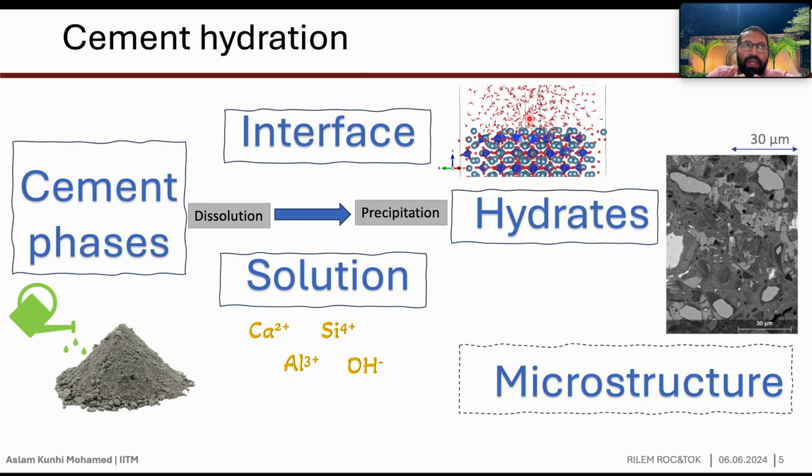So cement hydration, we can break it down into different topics or areas. We'll look at the relevant information from researchers in all these different areas. First we have the cement phases, which are unhydrated, so C3S, C3A, or in blended cements you have calcined clay, metakaolin, and so on.